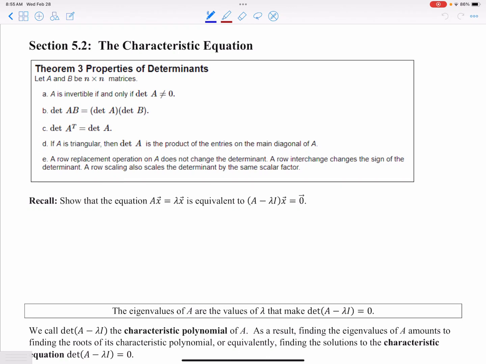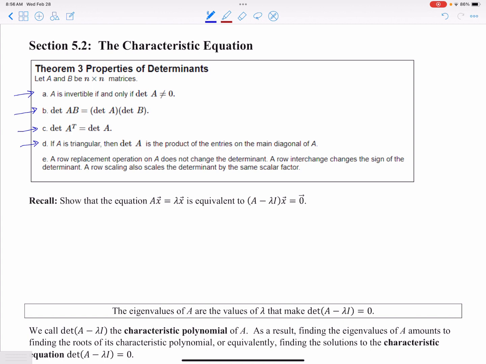This section is about the characteristic equation, which is used to find the eigenvalues. So just as a little review from the determinants, we know that a matrix is invertible if and only if the determinant is not 0. We also know that the product of the determinants is the determinant of the product.